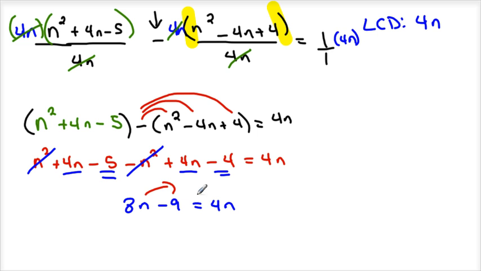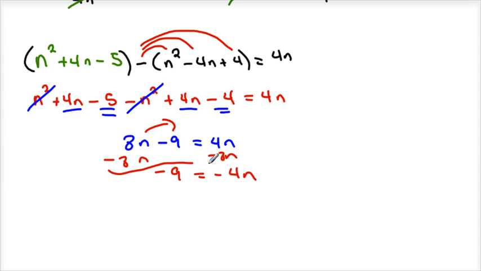Solving for n, bringing n's over to the other side. So I'm left with negative 9 equals negative 4n. All I do is subtract 4n from both sides. And my last step here, divide both sides by negative 4. n equals 9/4.